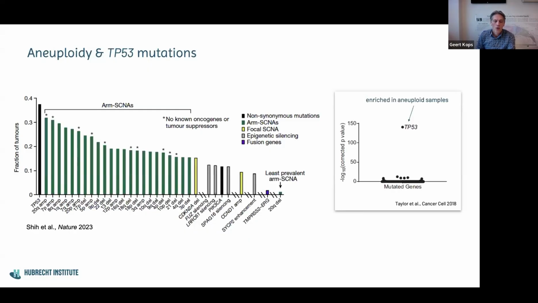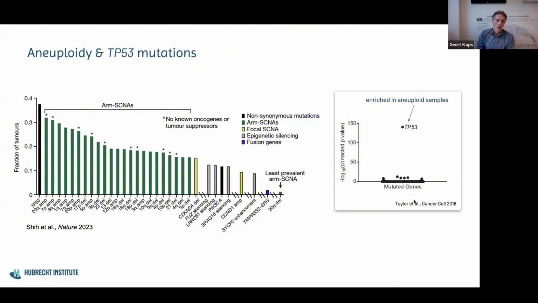So as I showed you earlier, p53 mutations are very common in cancer and are the most common in cancer. And then the next are all the chromosomal copy number alterations that are listed here in this graph. And there have been quite a few studies that have suggested that these two are associated, so that p53 mutations are enriched preferentially in aneuploid cancers.